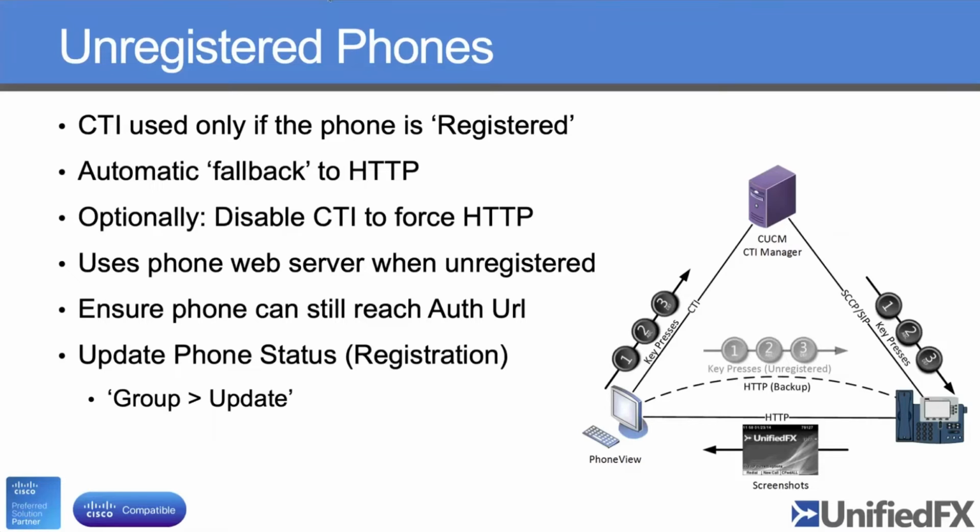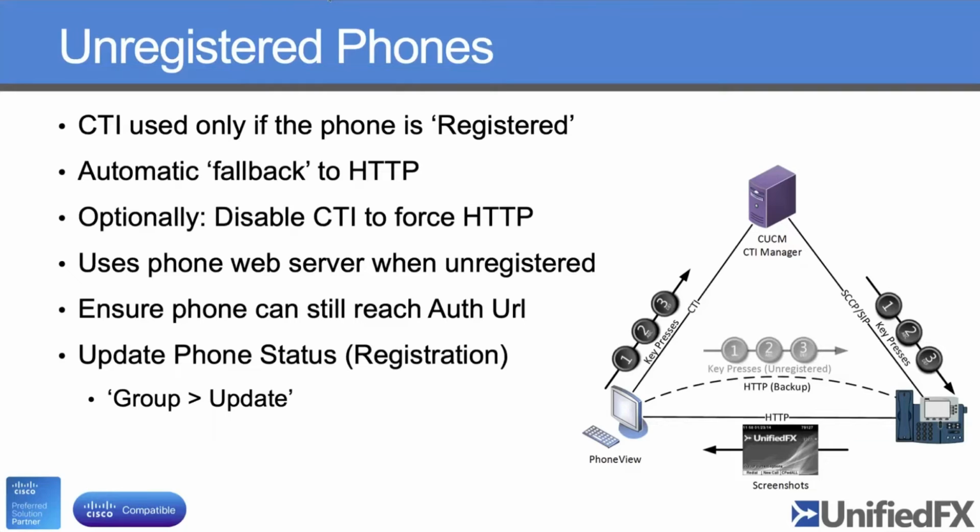Now, when we query the phone status data using a group update, if PhoneView sees that a phone is in an unregistered state, it will automatically fall back and use the phone's web page, or at least attempt to use that if it's available. So it tries to be smart and automatically use the phone's web page if that is achievable. That's the automatic fallback component.